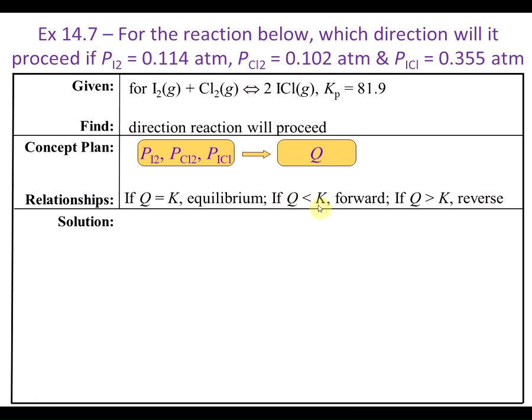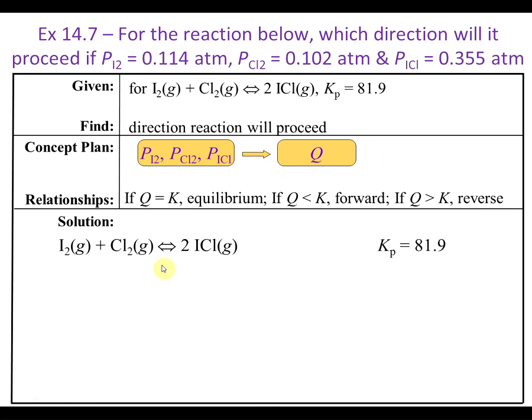But if Q is less than K, so Q is smaller, we need it to increase so that it equals K, then we're going to have to make more products, so the reaction is going to have to go forward. And if Q is larger than K, we need that numerator to get smaller, so we need to take those products and convert them into reactants. So we're going to go in the reverse direction.